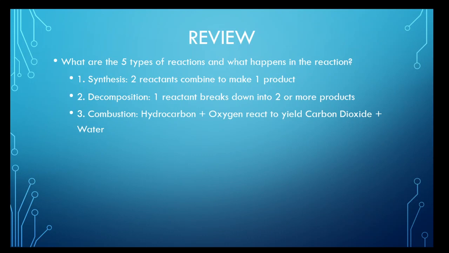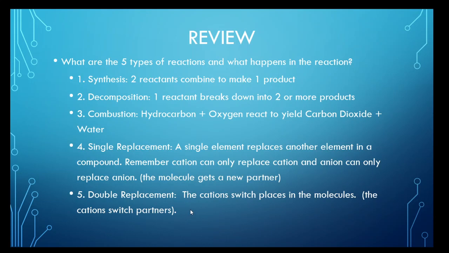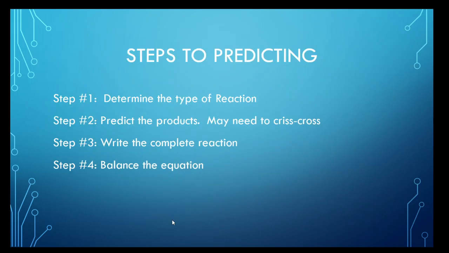Our combustion is a hydrocarbon. That just means it has hydrogen and carbon. Carbon plus oxygen react to yield carbon dioxide and water. Those will always be the products for combustion. A single replacement is where a single element replaces another element in a compound. So they switch places. And remember, cations can only replace cations, and anions can only replace anions. You can't have a cation replace an anion. Positive can't replace negative. And number 5 is a double replacement. That's where the cations switch places in the molecules, so the cations switch partners. All right, so let's get started.